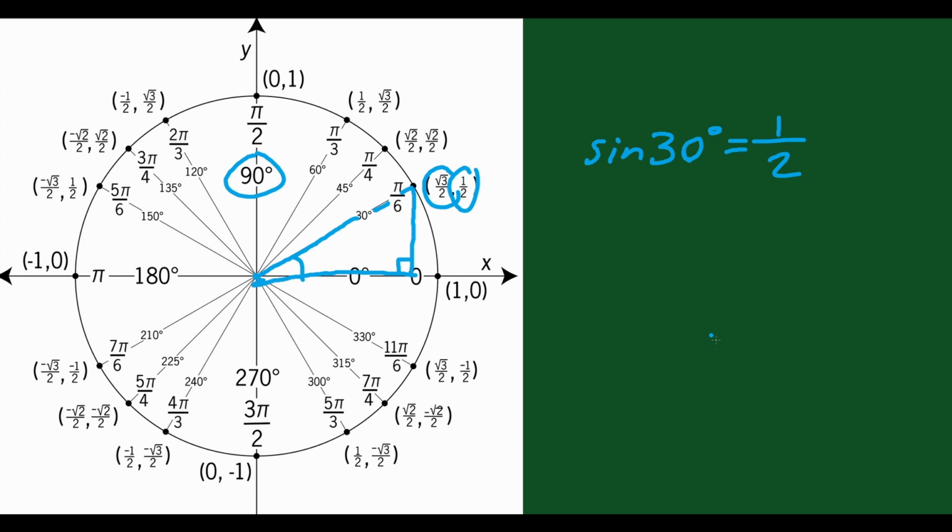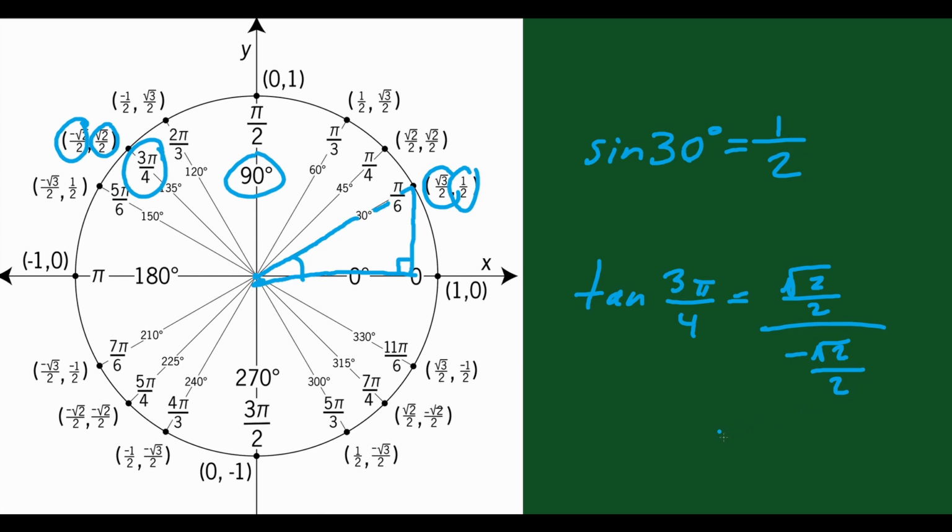One other thing I'll say, if you want to find tan of one of these angles, like if I want tan of 3 pi over 4, what do we do? Well, to take the tan of something, it's just the sine divided by the cos. So you just divide these two numbers. So root 2 over 2 divided by negative root 2 over 2. They're the same numbers, so they're going to be 1. This one's negative, so you get negative 1.